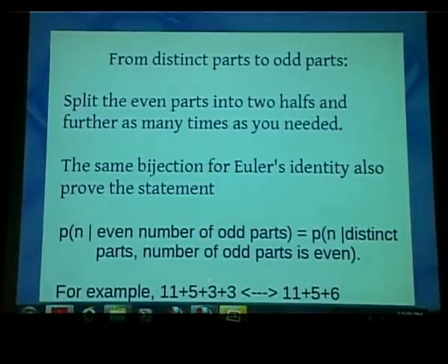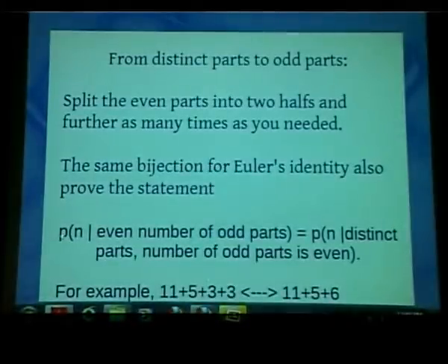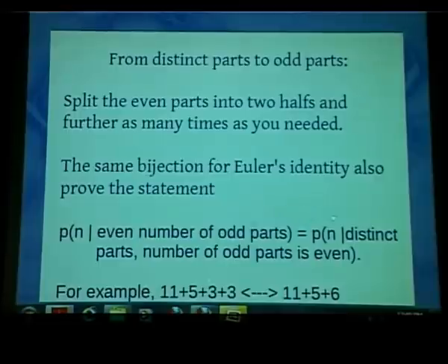Now the same bijection, splitting and merging, will give a bijective proof for another statement: the number of partitions of n having an even number of odd parts is the same as the number of partitions of n having all parts distinct and the number of odd parts even.